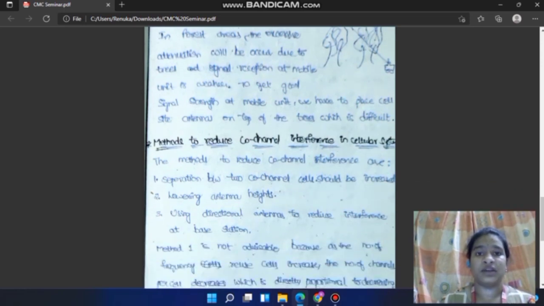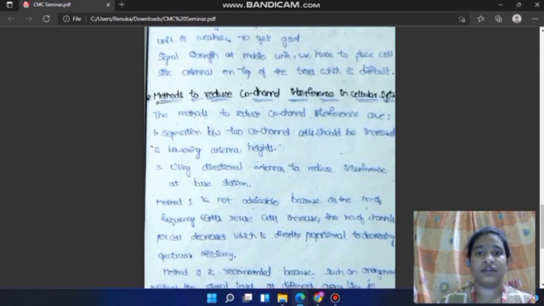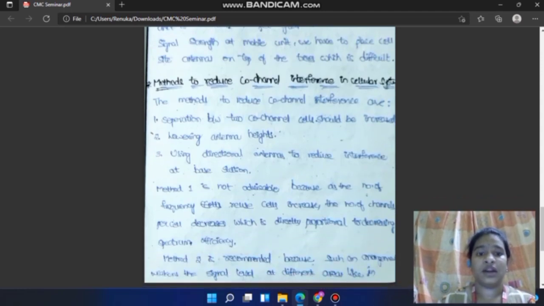Now our next topic is methods to reduce co-channel interference in cellular systems. There are three methods to reduce co-channel interference in cellular systems. They are: first one, separation between co-channel cells should be increased. Second one, lowering antenna heights. Third one, using directional antennas to reduce interference.